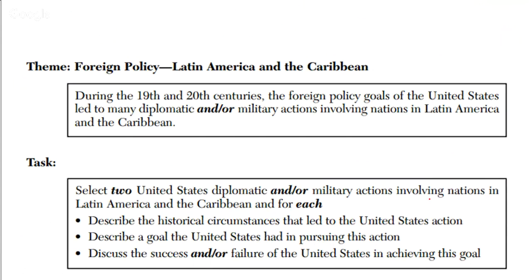Let me give you a pen. Okay, so the theme is asking you to talk about the foreign policy, and it's especially talking about the policy on Latin America and the Caribbean. So first of all, we know foreign. It means outside the country. Foreign, outside the country. Okay, Latin America, South America.